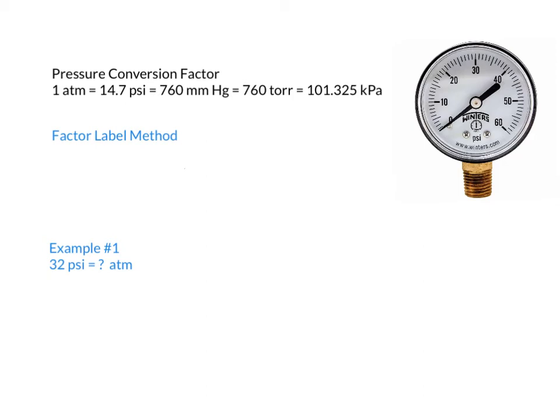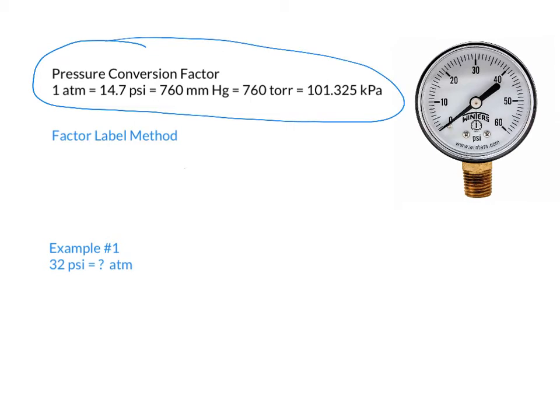In a previous lesson, you were introduced to the different units of pressure and the pressure conversion factor. In previous chapters, you would have learned about the value of the factor label method and its applications in chemistry. We can use the factor label method for metric conversions, for converting between metric and English units.